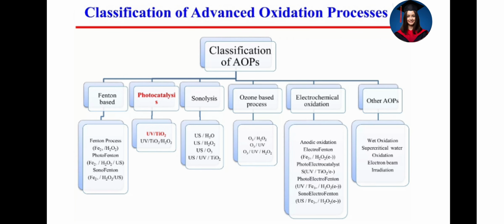Classification of advanced oxidation processes. There are mainly six types of advanced oxidation processes: Fenton based, photocatalysis, sonolysis, ozone based processes, electrochemical oxidation, and other advanced oxidation processes.